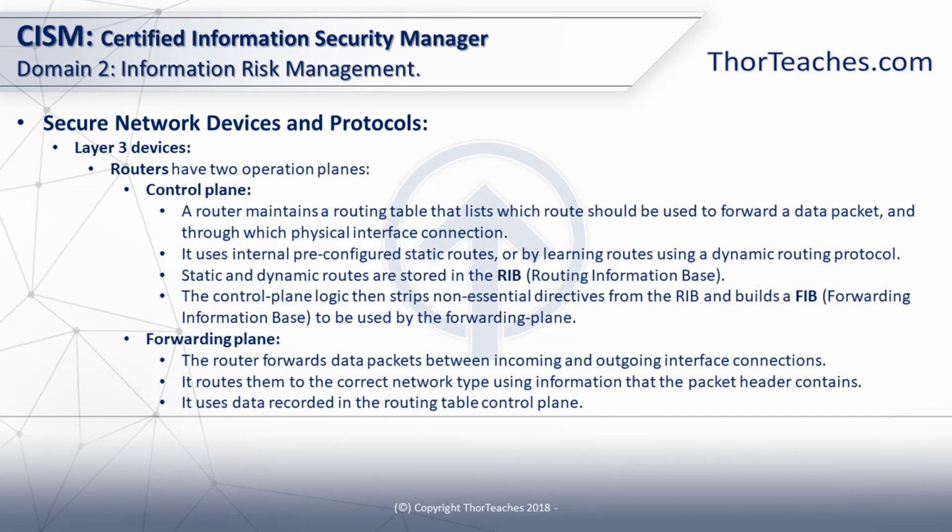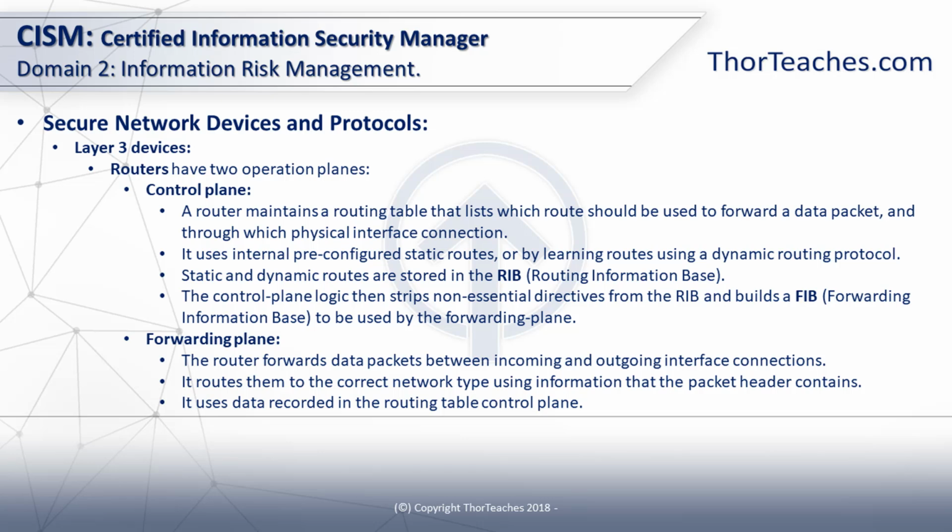I have talked briefly about how routers have 2 operation planes, a control plane and a forwarding plane. One where we make all the decisions and where we send the data. On the control plane, this is where we keep the routing table, where we choose the route to send the data out and which interface to send it out. This is the part where we have the static route, or the dynamic routes it's learned through its routing protocol. And in the control plane, the static and the dynamic routes are stored in the routing information base.